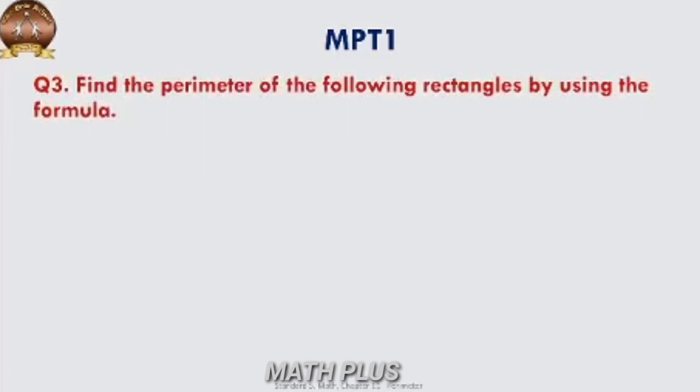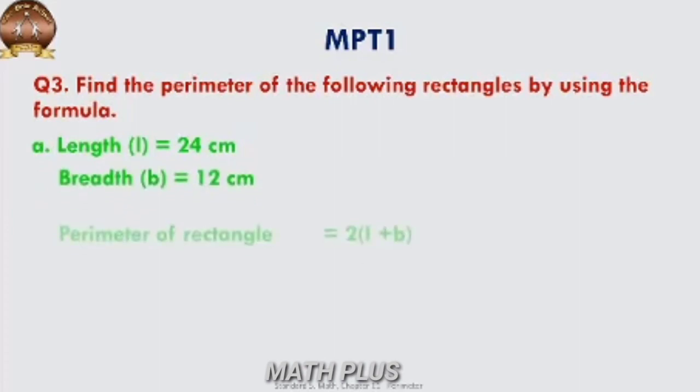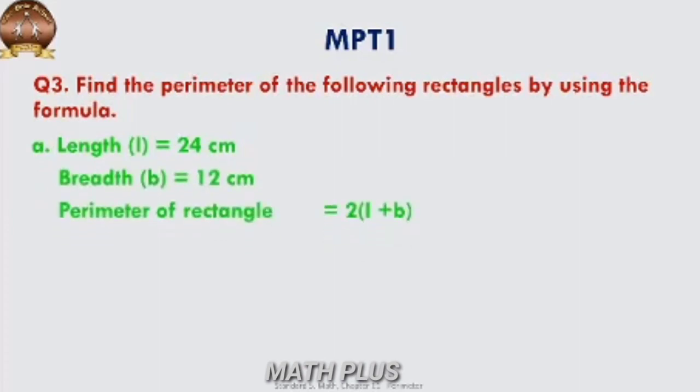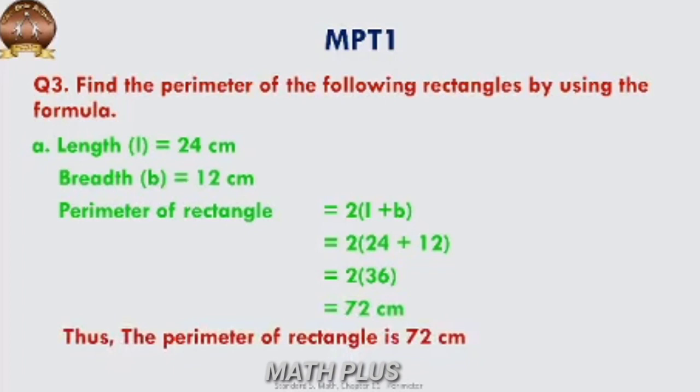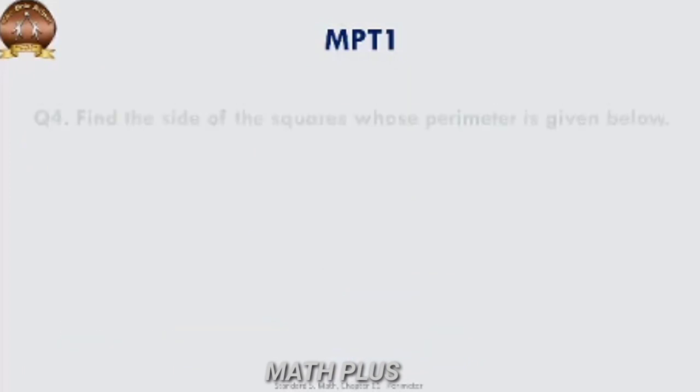Find the perimeter of the following rectangles by using the formula. Now the length is given 24 centimeter, the breadth is 12 centimeter, the perimeter of the rectangle is 2 into length plus breadth. 2 into 24 plus 12. Now 24 plus 12 is 36. Perform the bracketed part first. Then the outside number has to be multiplied by the inside number. 2 into 36 is 72 centimeter. Thus the perimeter of the rectangle is 72 centimeter.